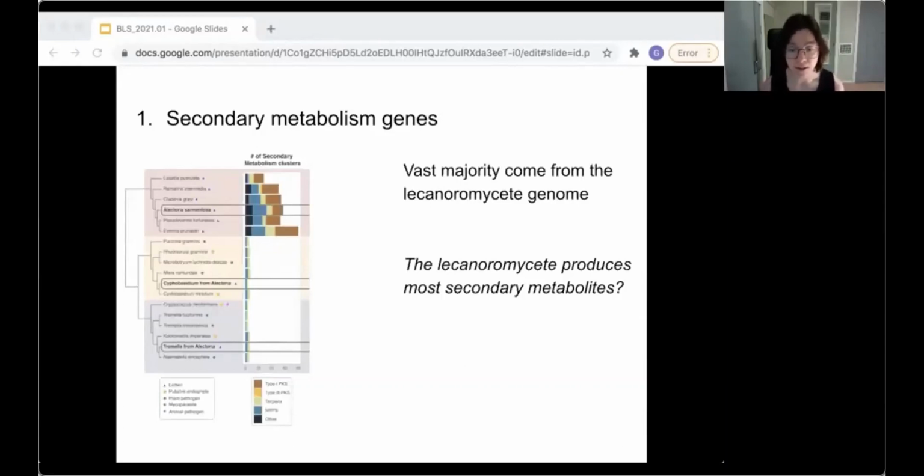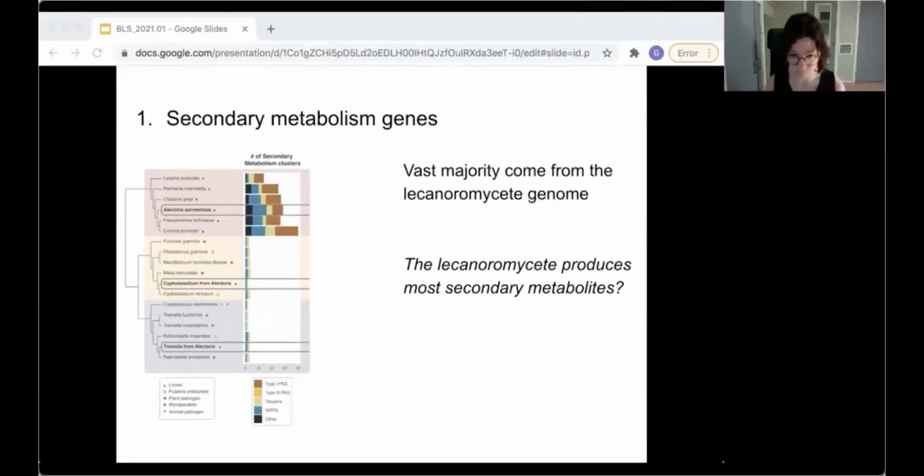And you can see that the Lecanoromycete from Alectoria sarmentosa had many, many more of those genes compared to both Cyphobasidium and Tremella. So we can hypothesize that the Lecanoromycete is most responsible for the secondary metabolite production in the Alectoria lichens.